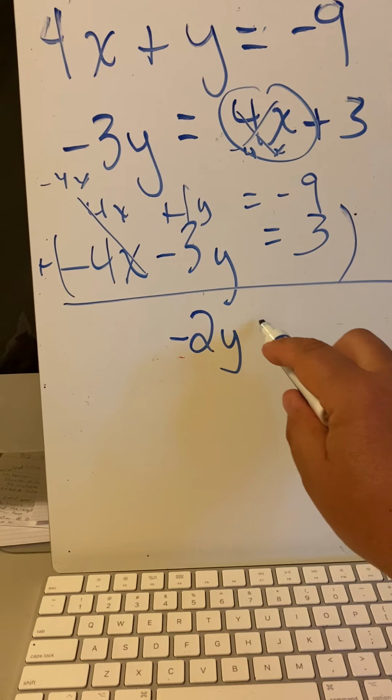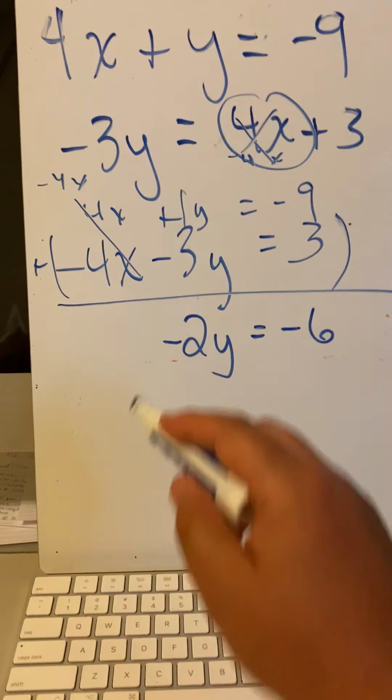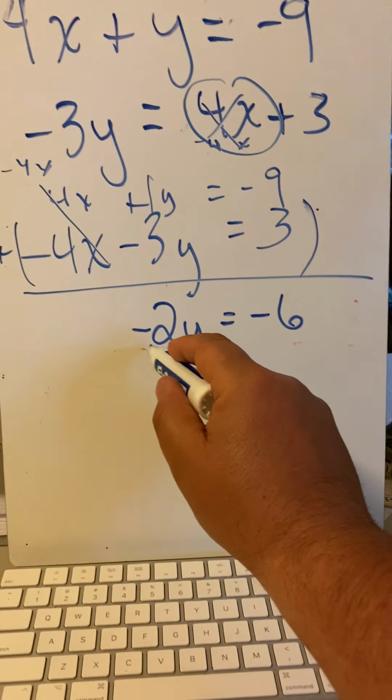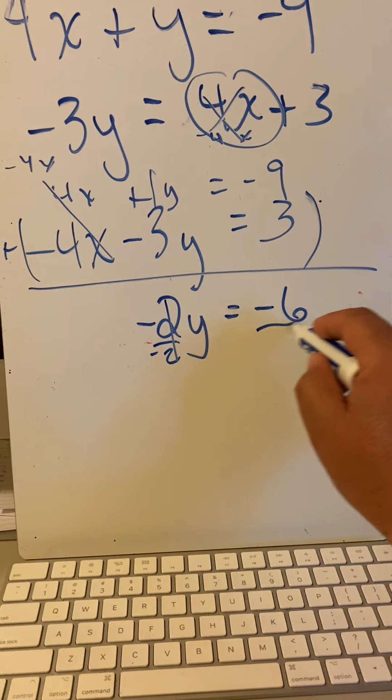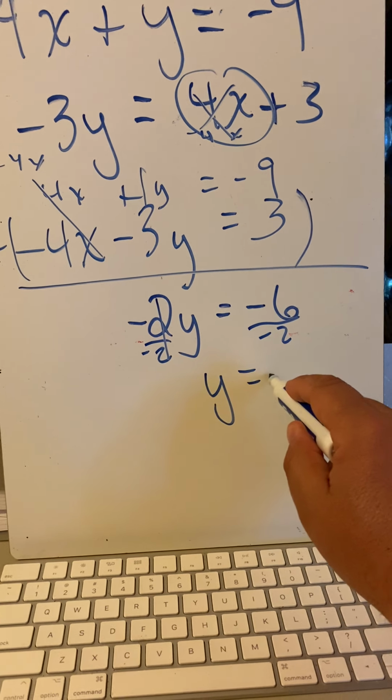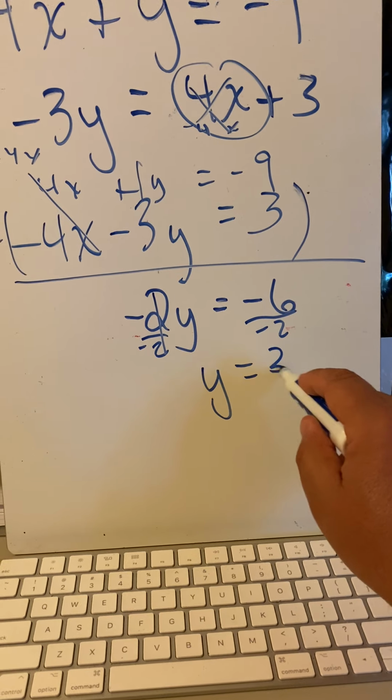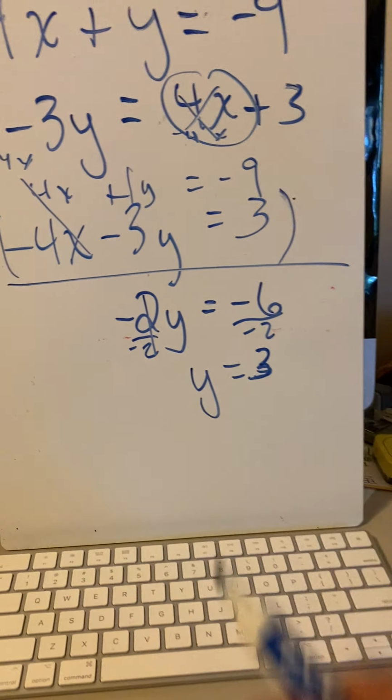Negative 9 and a positive 3 is a negative 6. And most of you can see this right now. Dividing by a negative 2, y should equal 3. Sorry, spastic there. Y should equal 3.